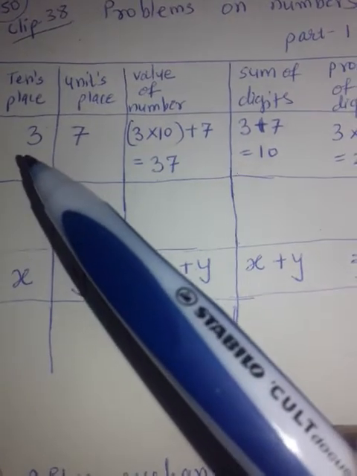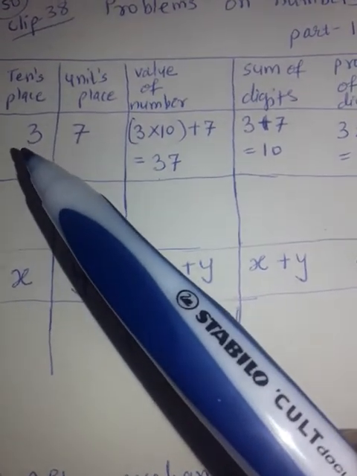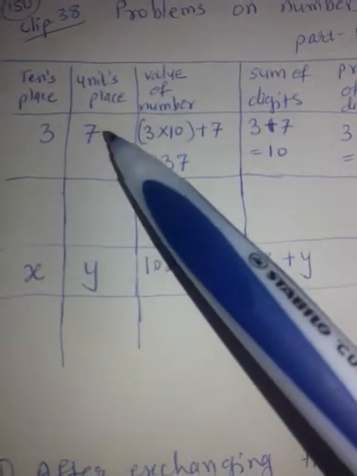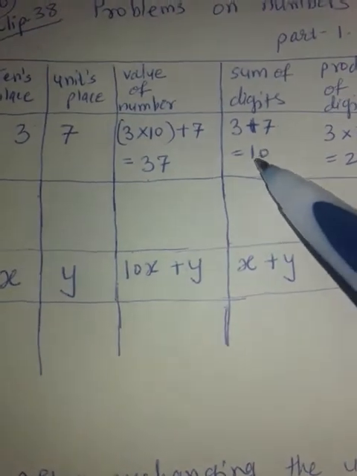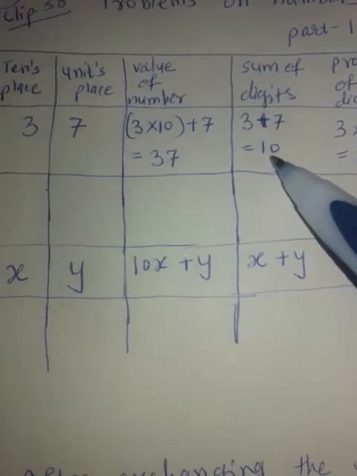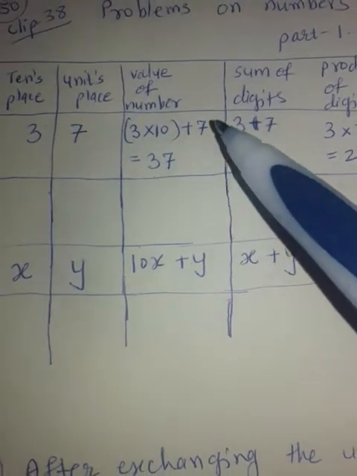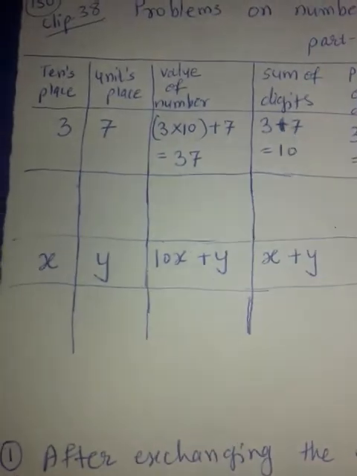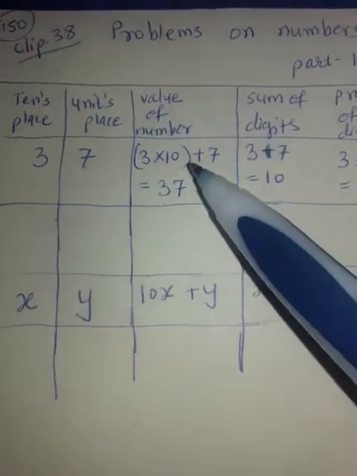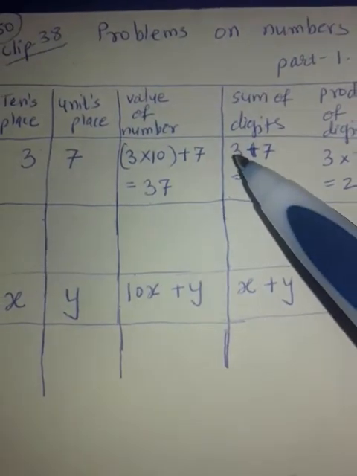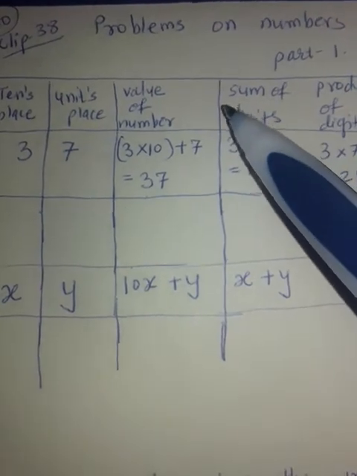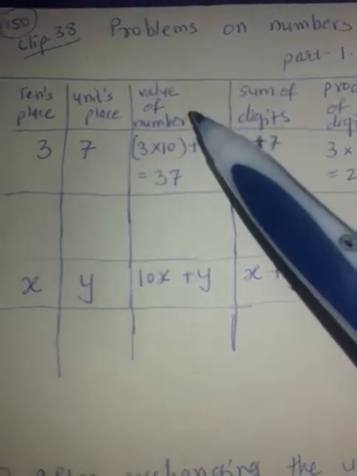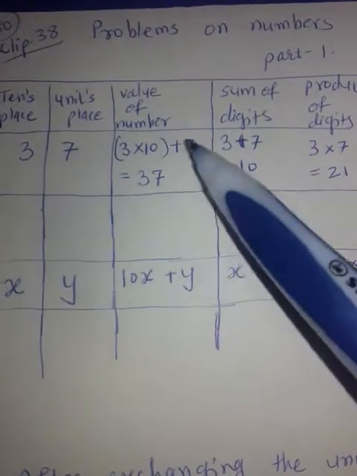But if I talk about the sum of the digits, here what are the digits? Digits are not 30 and 7. Digits are 3 and 7 and their sum is 10. 3 plus 7 is 10. So the value of the number and the sum of digits are entirely different from each other. Getting the difference? Many students get confused with the terms sum of the digits and value of the number. So they are totally different.